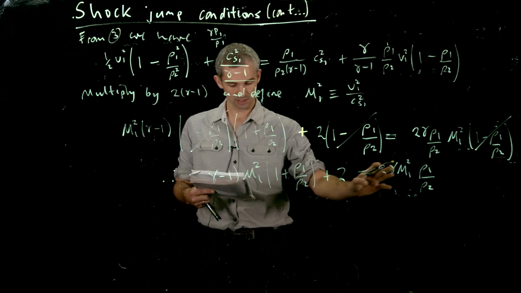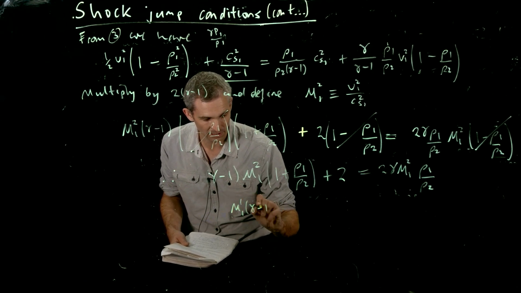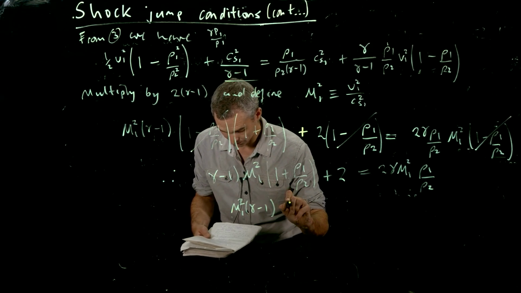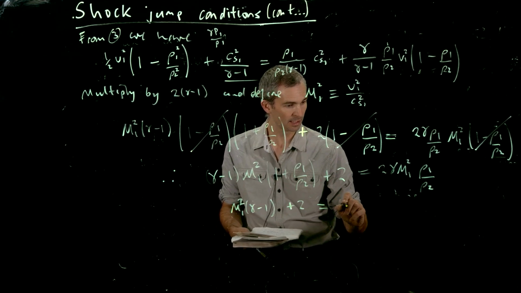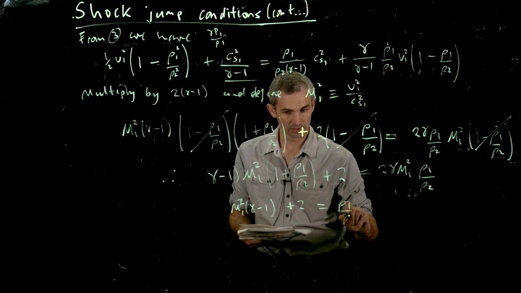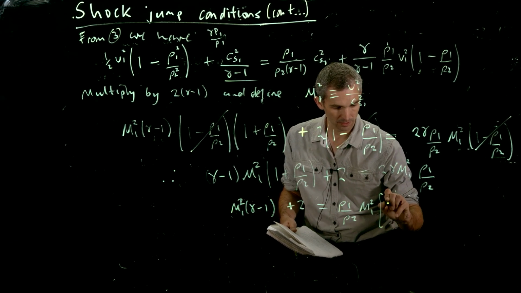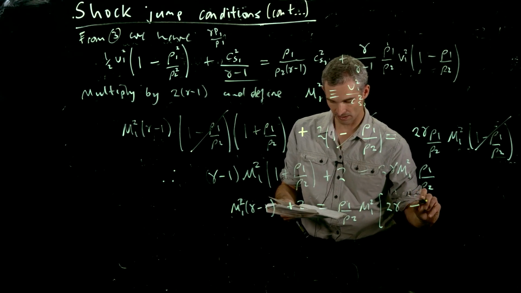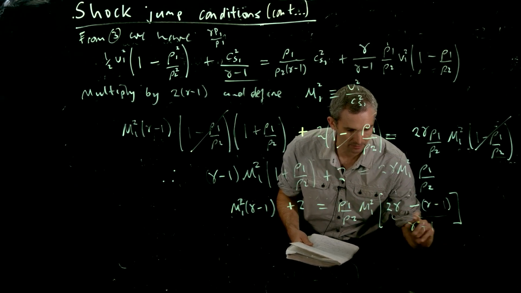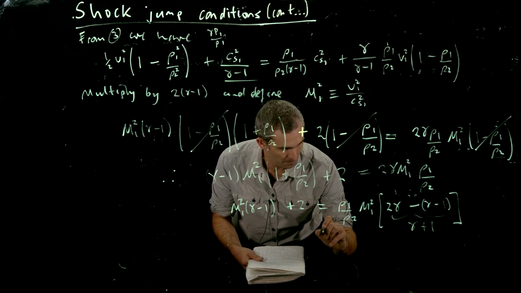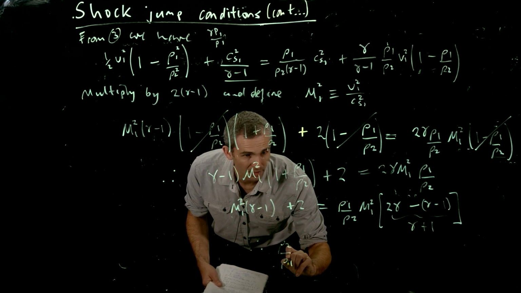Okay, so we want to take this term to the right-hand side. So we therefore get, let's keep this one, a Mach number 1 squared, gamma minus 1, plus 2. And let's take this term over to the right-hand side. So that gives us rho 1 on rho 2, M1 squared is the common factor. And that gives us a 2 gamma, and minus this term, which is a minus gamma minus 1. Okay, so this is effectively a gamma plus 1. Well, therefore, we can just simply rearrange to get the rho 2 on rho 1, which is the thing we were after.